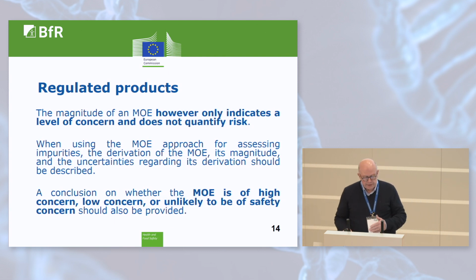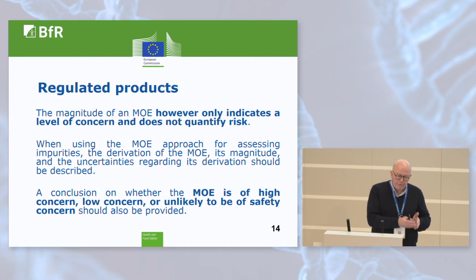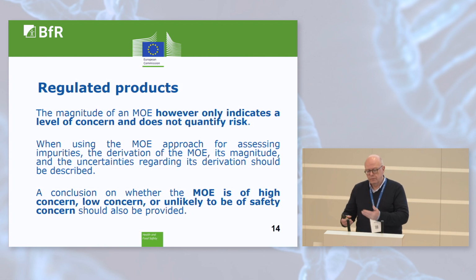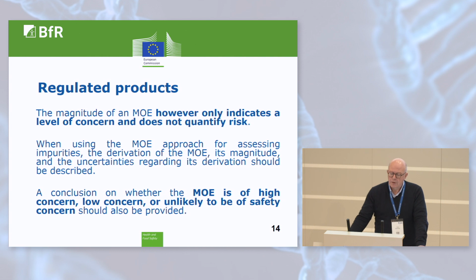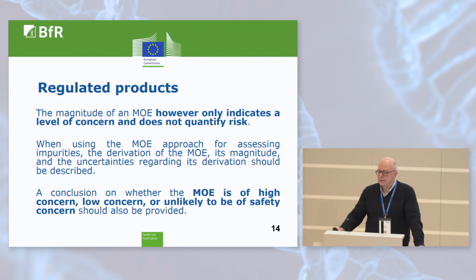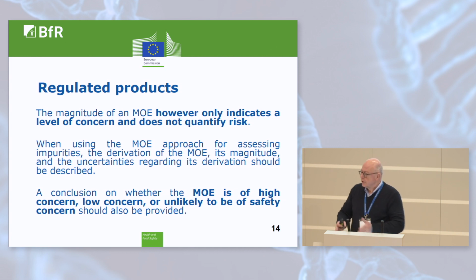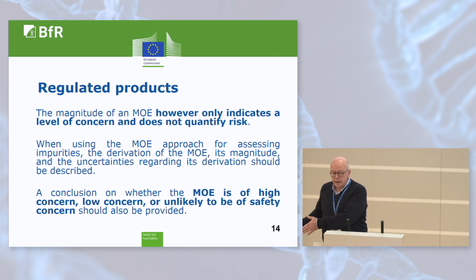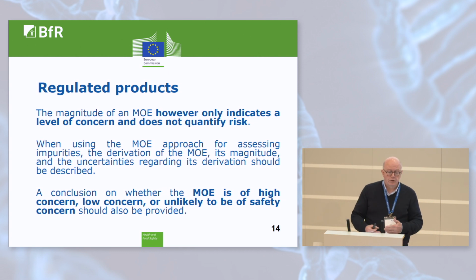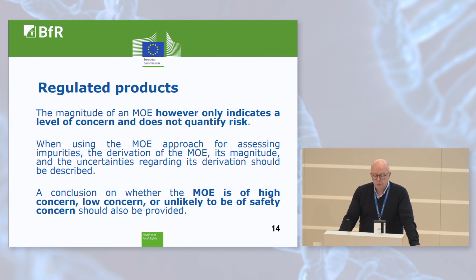And it is only indicating a level of concern, not quantifying the risk. So for these impurities, EFSA could conclude that the margin of exposure is of high concern, low concern, or unlikely to be a health concern. It's clear that if the conclusion from EFSA is high concern, the substance will also, because of this impurity, not be authorized. If it is of low concern or unlikely to be of safety concern, it could be authorized.